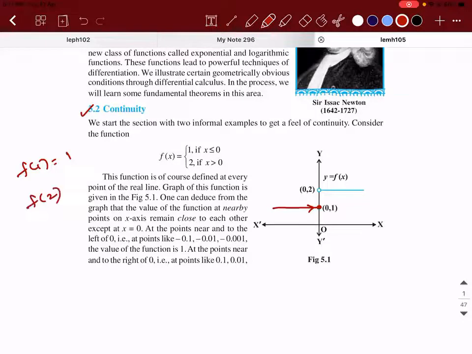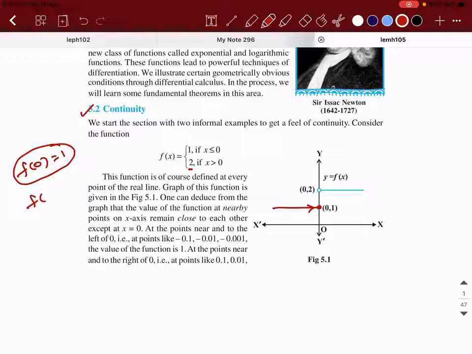What is f of 0? 1. Okay. So this f of 0 is going to be 1. It is not 2. You're able to understand? So the question cannot be in such a way that x is less than or equal to 0 and x is greater than or equal to 0. It will not happen unless those two values are the same. Or else the function will be discontinuous.